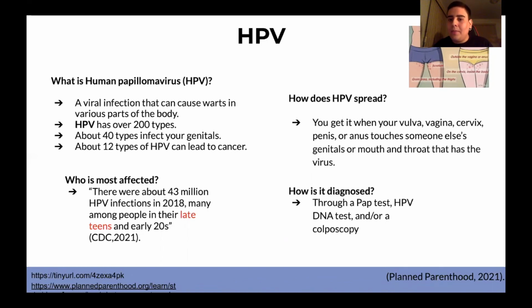How does it spread? You get it when your vulva, vagina, cervix, penis, or anus touches someone else's genitals or mouth and throat that has the virus. And it usually doesn't have symptoms. So you have to get it diagnosed through a Pap test, HPV DNA test, and or colonoscopy.